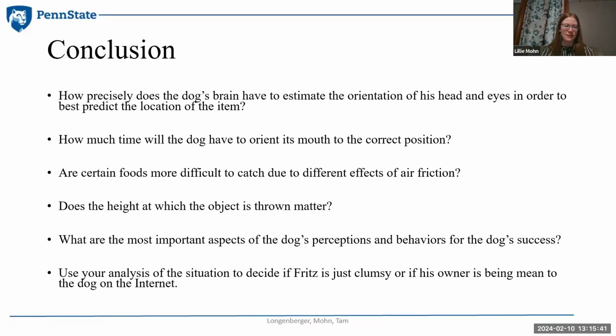Then are certain foods more difficult to catch due to different effects of air friction? So of course, air friction is going to be a factor for the food. For example, we had shown earlier that mass, initial velocity, and coefficient of drag for the food definitely affect it. Additionally, wind would affect this, though we decided to neglect wind for the simplicity of our model.